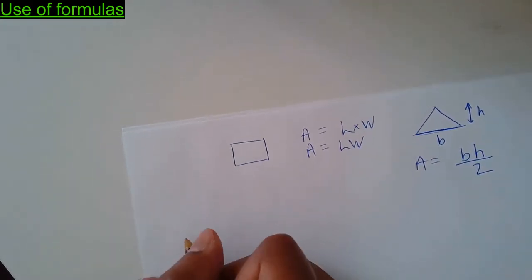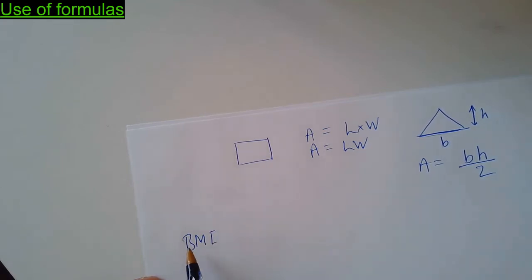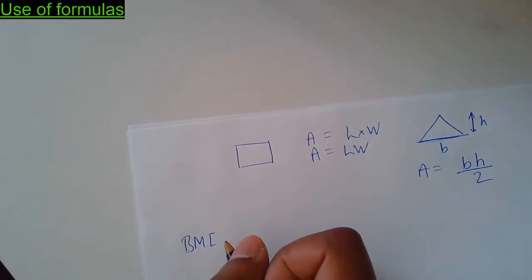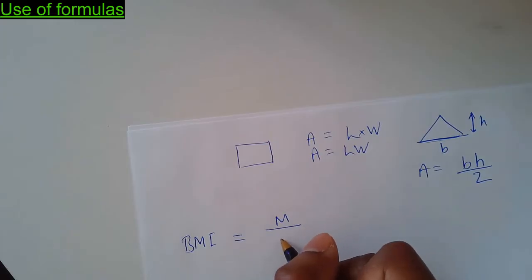Now here's an interesting one, the BMI, body mass index. This is not B times M times I, no, it's just one thing. I could have called it B for body mass index, is equal to the mass of your body divided by your height squared.